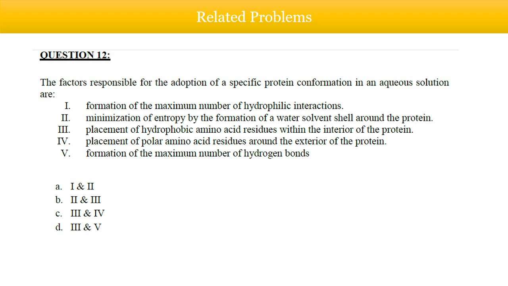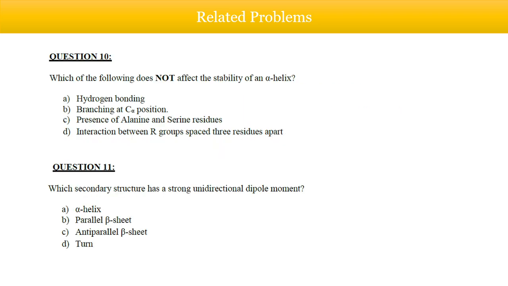Question 12. The factors responsible for the adoption of a specific protein conformation in an aqueous solution are formation of maximum number of hydrophilic interactions. Yes, it says which does not affect the stability. So the branching of the alpha carbons does affect the stability. That is what I'm trying to tell. Hydrogen bonding does not affect.